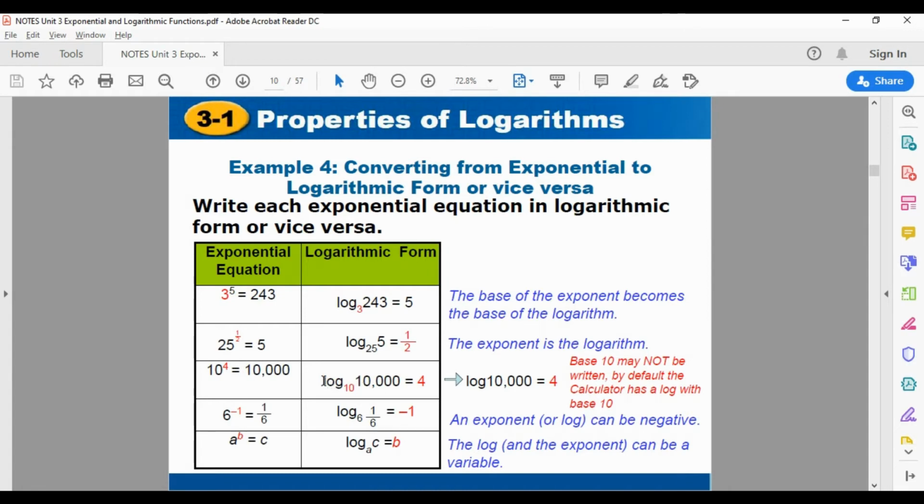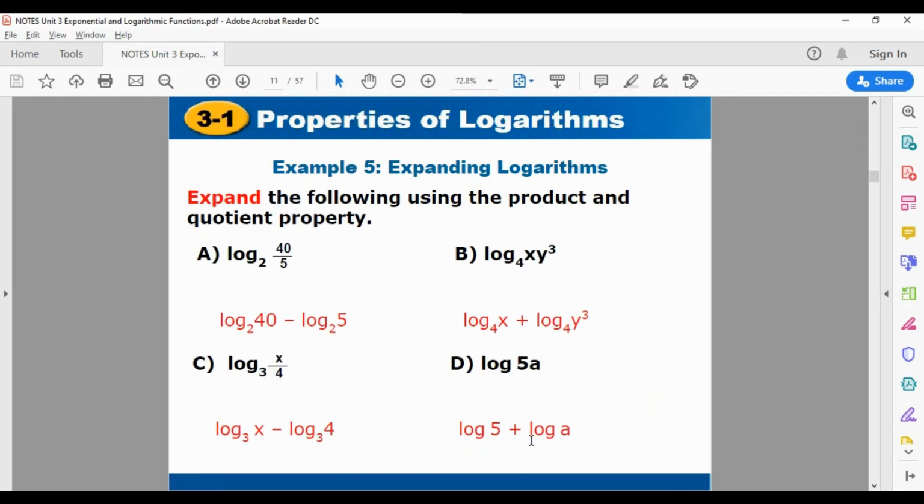Now, one of the things with this log base 10 of 10,000 equaling 4 is that you can write it as log 10,000, because if you do not see the subscript and it's written as log, it's assumed to be base 10. So that's a pre-programmed function in your calculator. As we move through the rest of these, you can see that the pattern is exactly the same. 6 to the power of -1 is 1/6, so log base 6 of 1/6 is -1. a to the power of b is c, so log base a of c equals b.